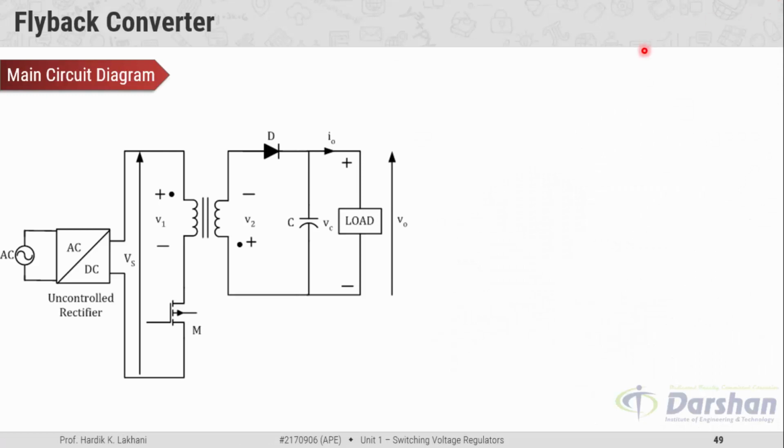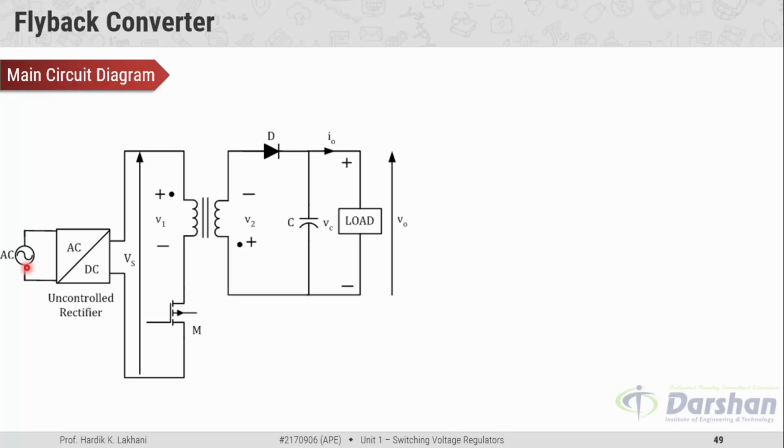It has one controlled switch, which is a MOSFET, a high switching frequency component, a transformer for the isolation purpose, a diode for the freewheeling action, a capacitor for the filter purpose, the load, and the DC supply for this regulator. If the DC supply is not readily available, then an uncontrolled rectifier can produce DC from the available AC.